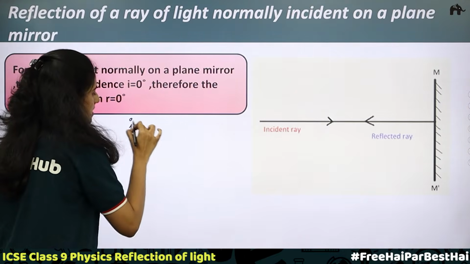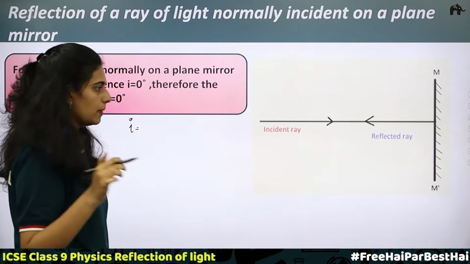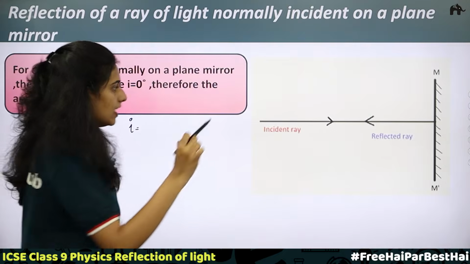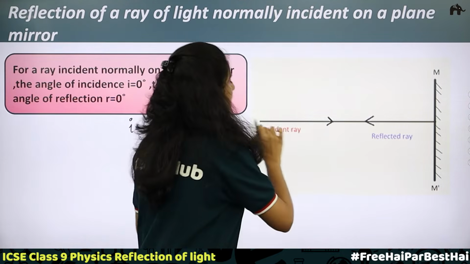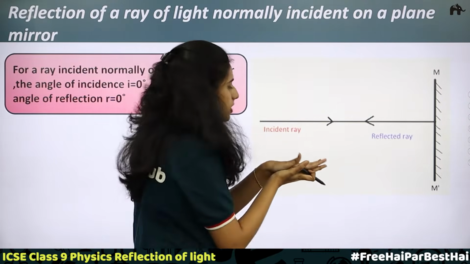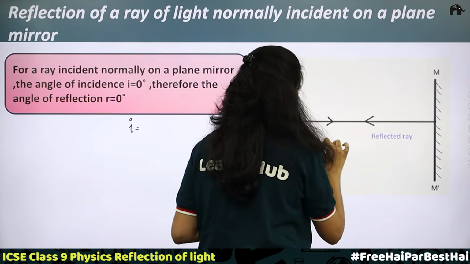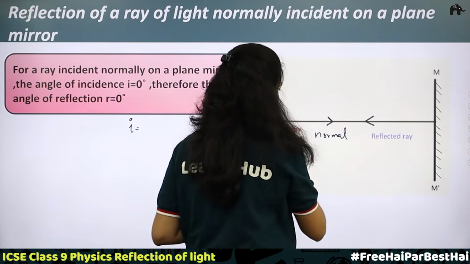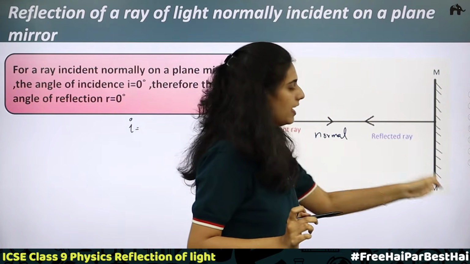Angle of incidence I is equal to the angle made between the incident ray and the normal. Here normal incidence is given, that is, the incident ray is perpendicular to the plane mirror, which means the incident ray and the normal will coincide. They are the same line. Here we have the mirror M dash, and this straight line is the normal which is perpendicular to the mirror M dash.